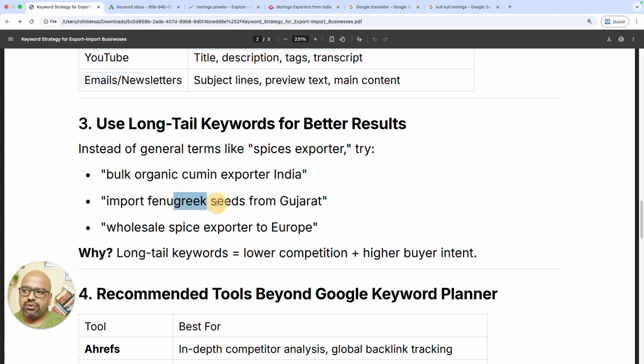Import fenugreek seeds from Gujarat. So someone wants to import the product. What is the product? Fenugreek seeds, and where is it from? Gujarat. The probability of getting this kind of inquiry, and if someone searches for this, I don't say that everyone searches for Gujarat, someone knows Gujarat or not and all of it, but still there is a volume. You can check for this kind of keywords.